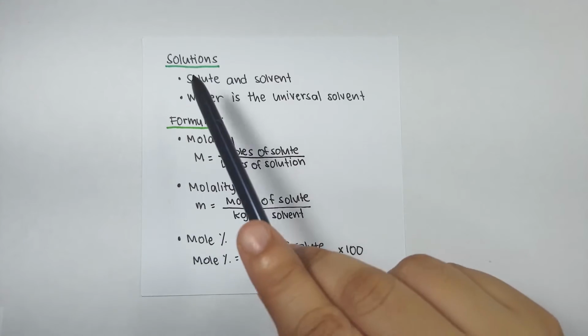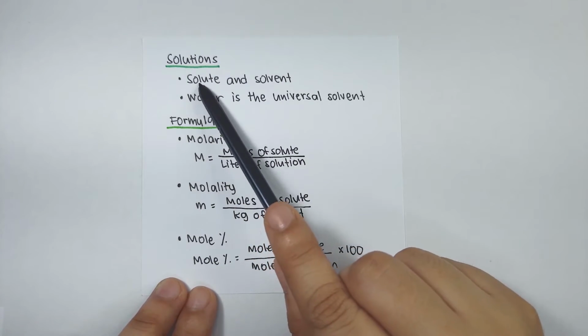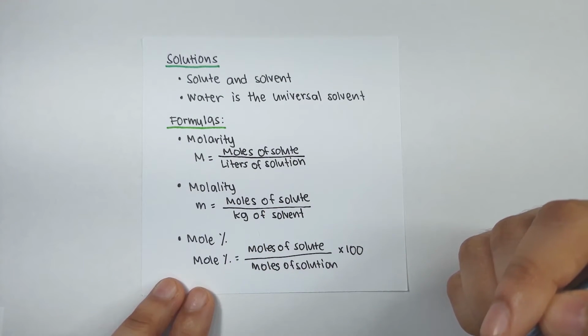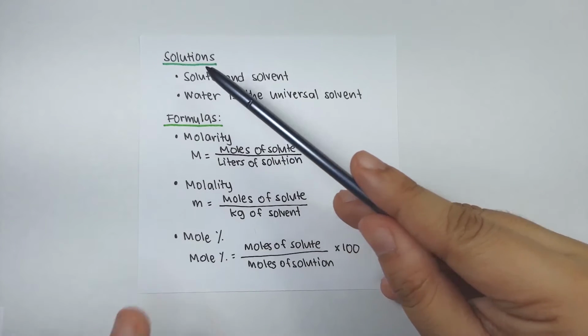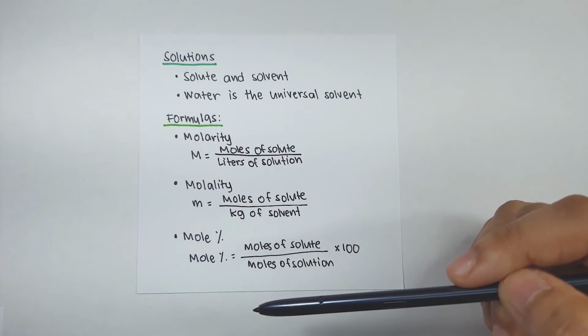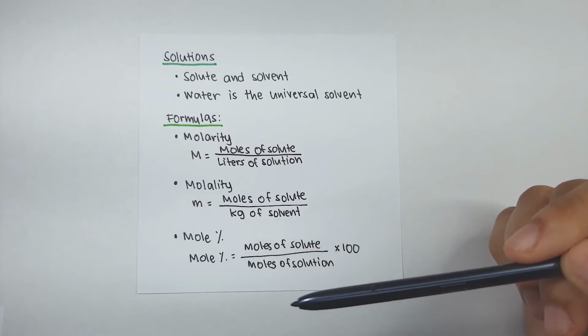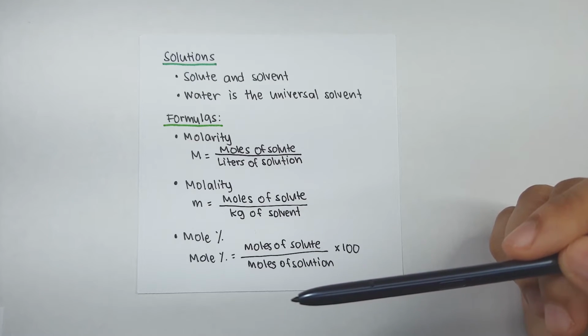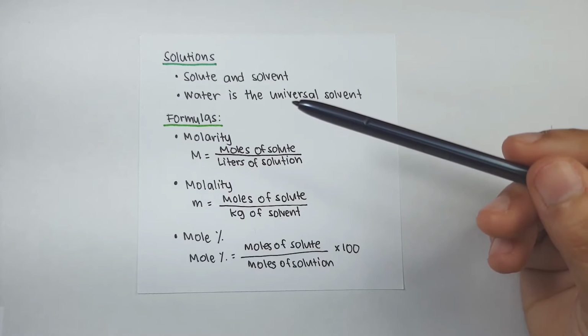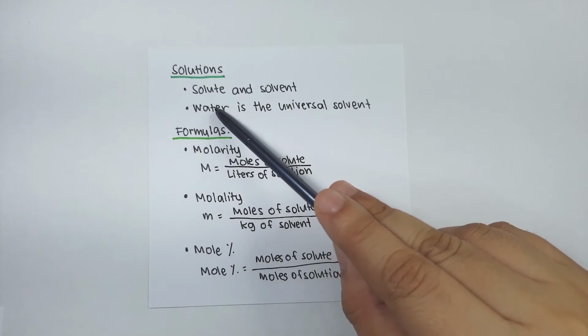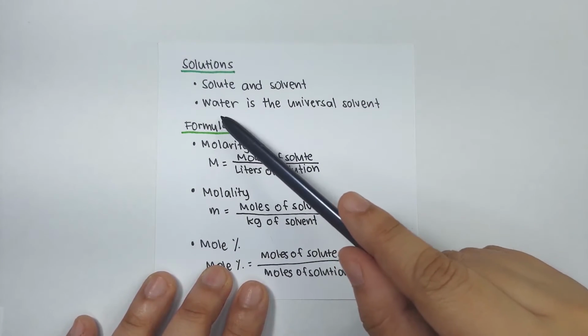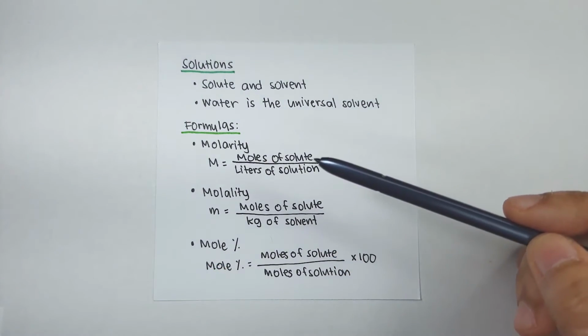Our next topic is solutions. So solute plus solvent is equal to a solution. Itong solute, ito yung substance na nadidissolve. So, for example, salt and water. Salt is the solute and water is the solvent. And take note, yung water is what we call the universal solvent.